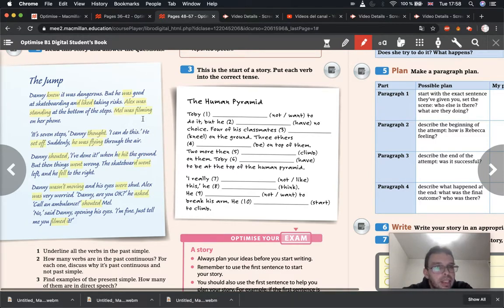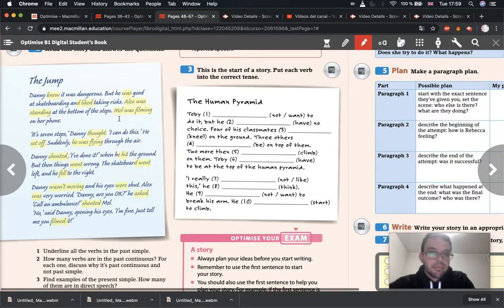Well, the reason is because when we tell a story, the main events of the story, we tell in past simple. But things that are happening at the same time, we say in past continuous. And we do this to give the reader an idea of the situation. So not just the main things that happened, but what else was happening at the same time? Who was there? What were they doing?